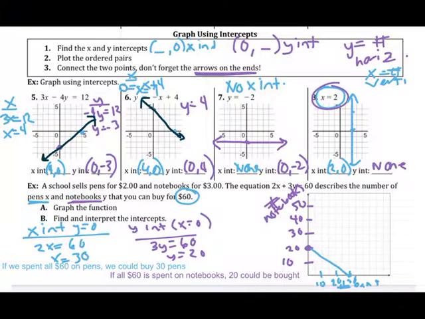So every single ordered pair that would be on this line is an example of how we could spend that $60 if we were spending the full $60 on pens and notebooks.